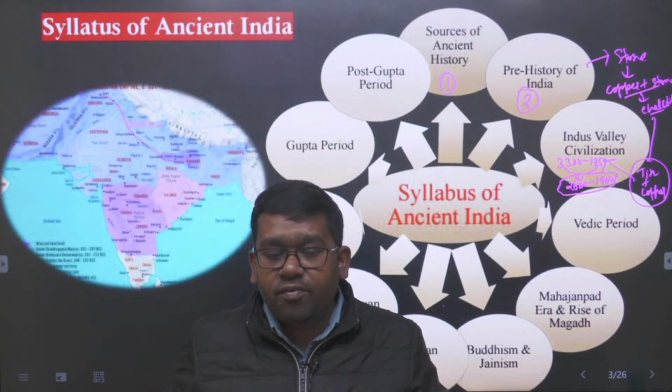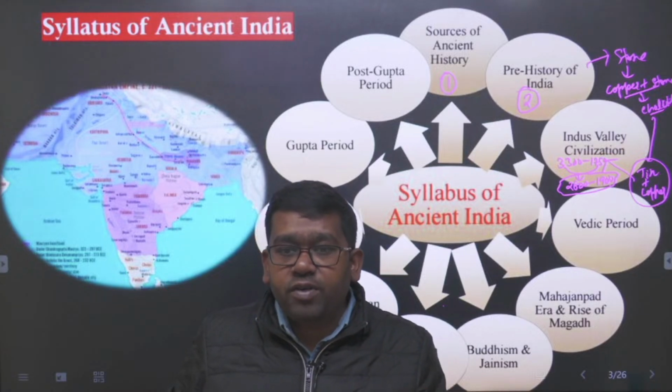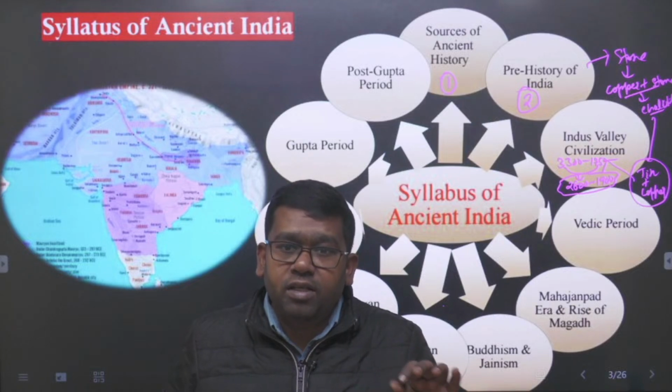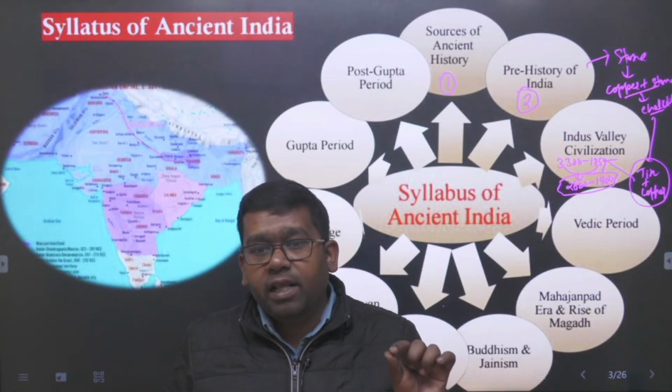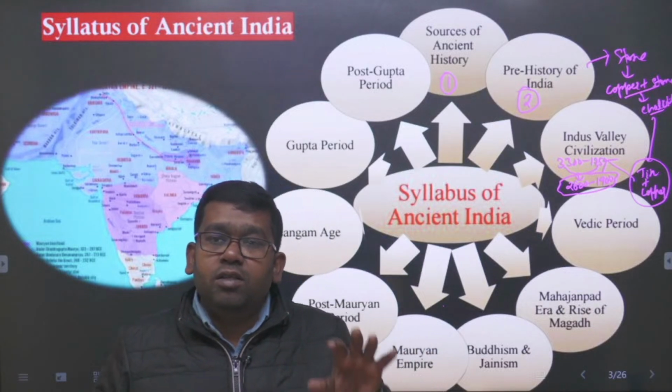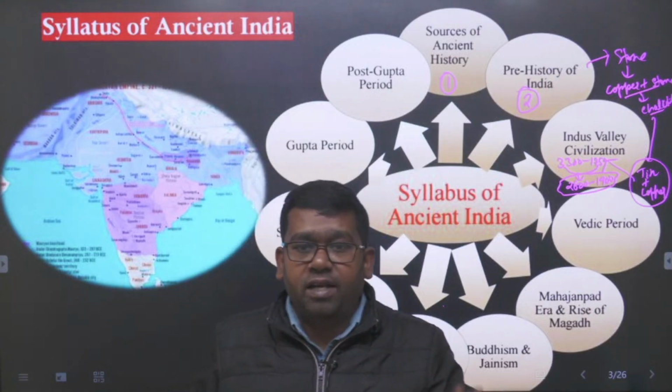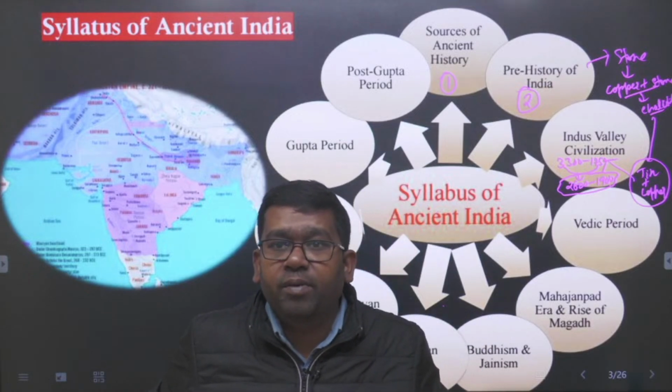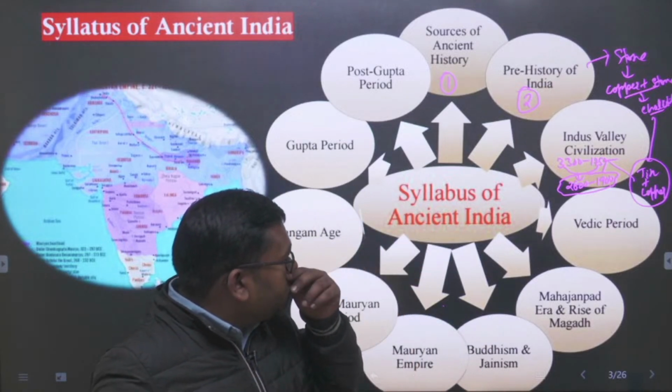Suppose the horse bone has been found from which sites. Sutkagendor is a region. The Great Granary is found at which site, the Great Bath is at which site. Questions are asked from the sites here. So these are the things we know. So this is the Indus Valley civilization.